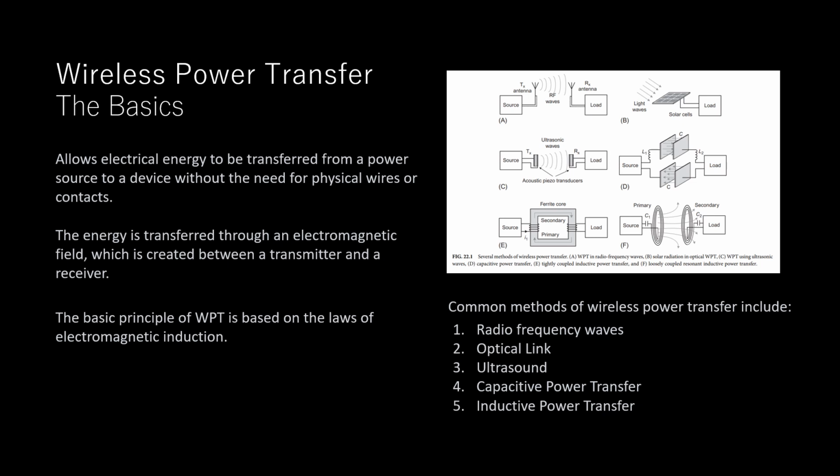Optical links use light, such as ultraviolet, visible, or infrared light, to transfer energy between source and receiver over long distances. The receiver in an optical link could include photovoltaic converters, a solar cell, or a photodiode. Ultrasound has also been applied in low power data transmission.